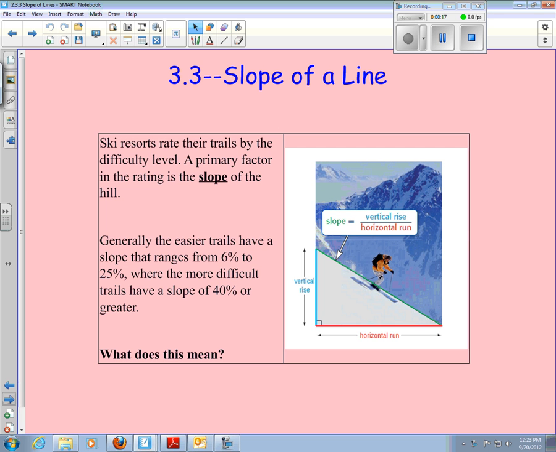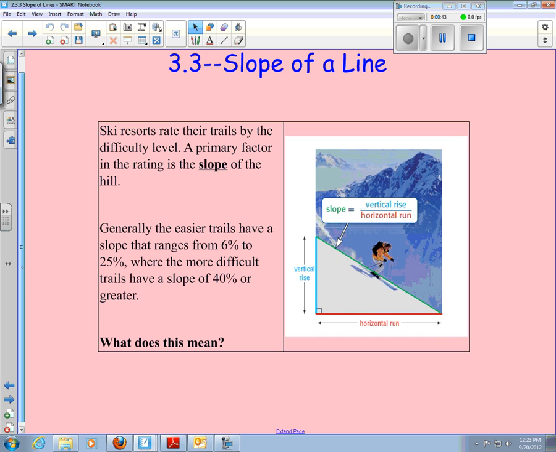All right, let's start off by looking at this problem. Ski resorts rate their trails by difficulty level. A primary factor in rating the hill is the slope of the hill. Generally, easier trails have a slope that ranges from 6% to 25%, where the more difficult trails have a slope of 40% or greater. So if we take a look at our picture on the right side, slope, remember, is vertical rise over horizontal run.